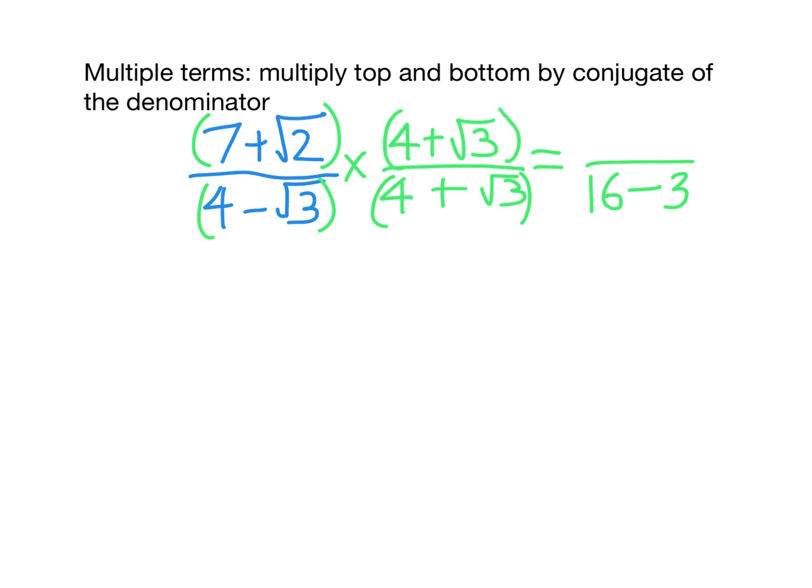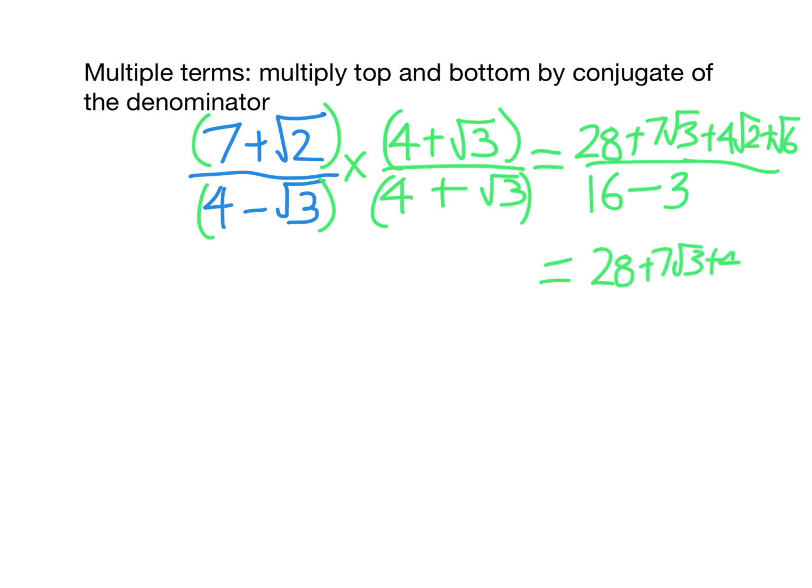So what we're going to do is use FOIL on the top. So 7 times 4 gives 28, that's the F. Then I go 7 times root 3, 4 times root 2, and root 2 times root 3. So that's just root 6. Okay, so when I do that, I end up on top with 28 plus 7 root 3 plus 4 root 2 plus root 6. On the bottom, I have 13.